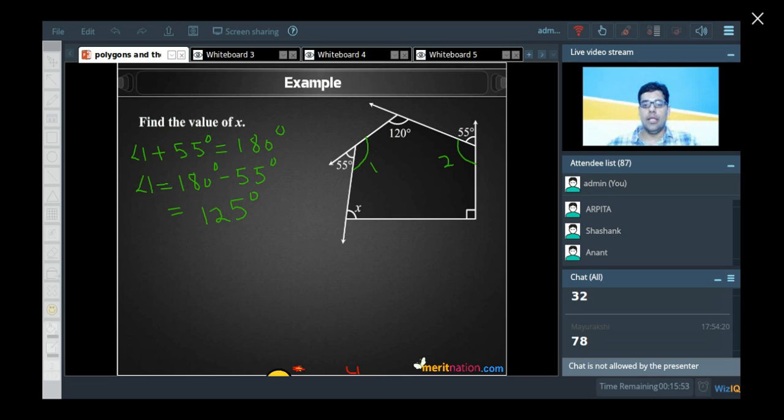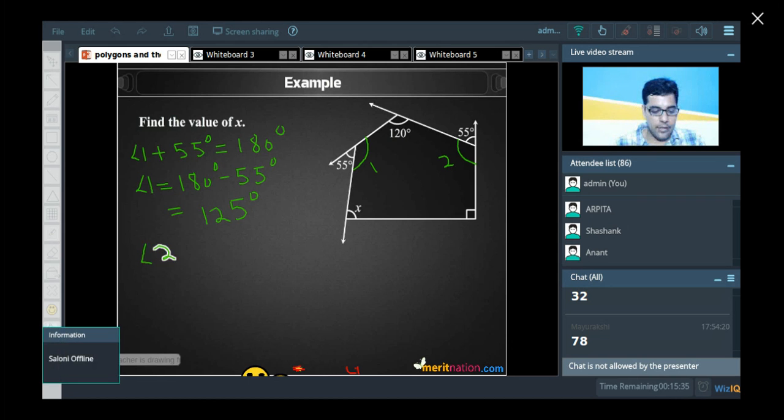Then angle 2, similarly angle 2 plus 55 degrees equals 180 degrees, forming a linear pair, and then angle 2 equals 180 degrees minus 55 degrees. That is coming as again 125 degrees.